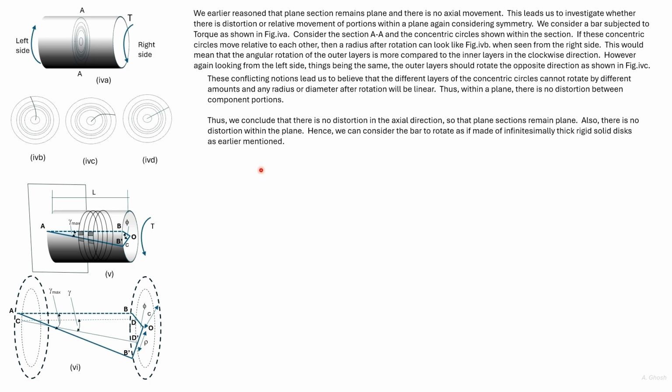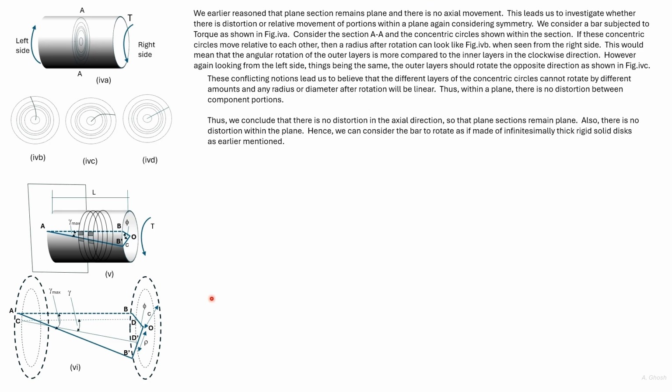We earlier showed that within a given plane of a circular bar subjected to torque, there is no distortion. So if OB is a straight line, then after application of the torque P, it will still remain a straight line. Here we get the line OB dash after application of the torque.